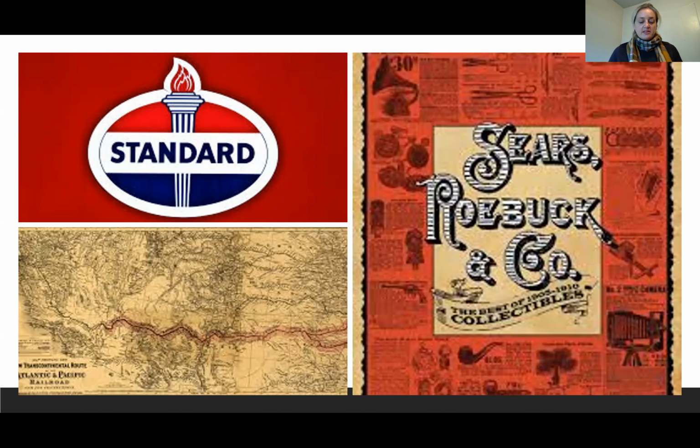George Westinghouse is credited with the invention of the alternating electrical current that, in combination with electrical transmitters, would allow for electricity to be transmitted long distances. Westinghouse is also credited with the invention of the air brake.